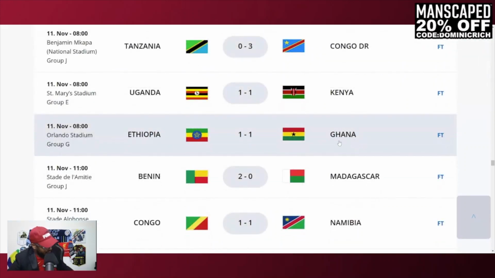So we're going to start from Group E. Let's do this in alphabetical order. Uganda versus Kenya. It finished in a 1-1 draw. My prediction was a 1-1 draw, and I did tune into this game towards the back end of the match.